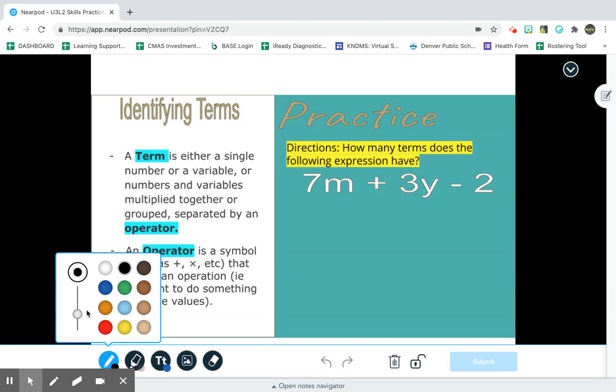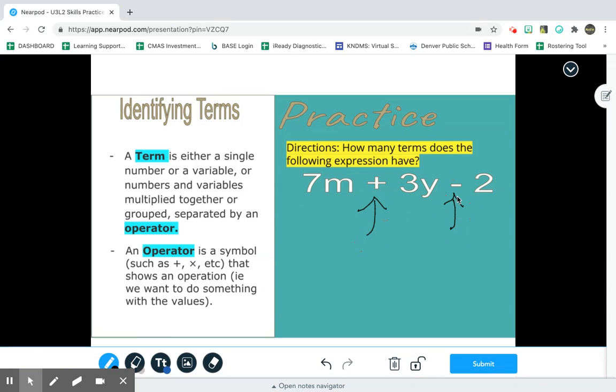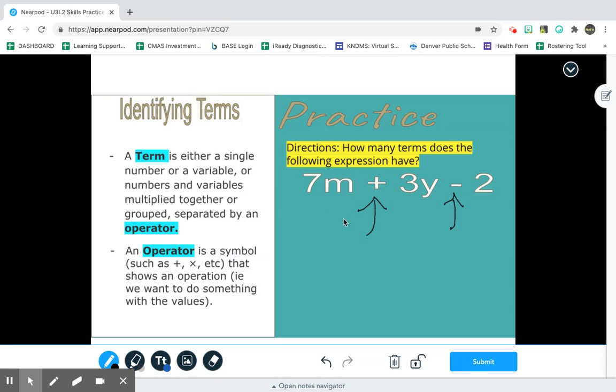Once again, our initial step here is to identify the operators in our expression. So I have one operator here, it's the addition sign, and another operator with the subtraction sign. I don't see any groupings here. There's no parentheses. And I do see this grouping here of 7m and 3y. So these are single terms on their own.